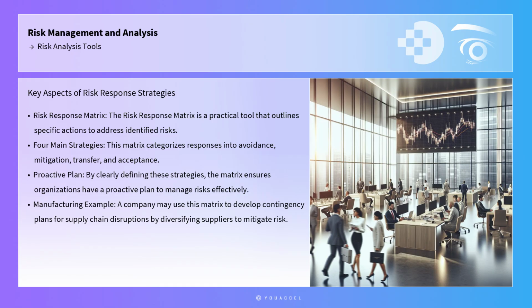For example, a manufacturing company may use this matrix to develop contingency plans for supply chain disruptions, such as diversifying suppliers to mitigate the risk of material shortages. By having these strategies in place, the company can respond swiftly to disruptions, minimizing their impact on production and delivery schedules.